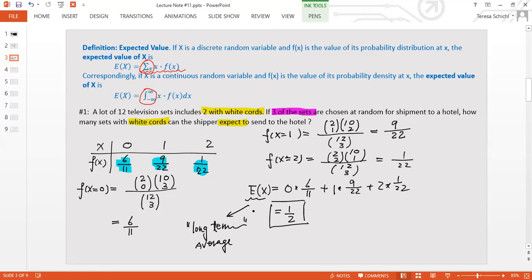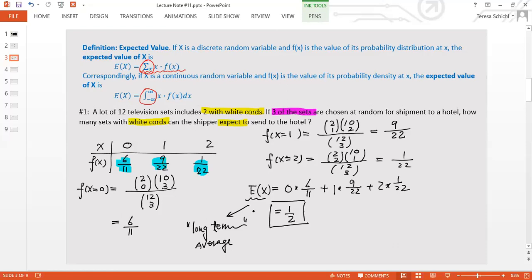So the expected value means if you do this again and again, so every time you deliver the 12 TV sets, and then you deliver another 12 TV sets. If you do it again and again, sometimes you will get 1 white cord, sometimes 0 white cords, sometimes 2 white cords, and then if you do it many, many times and average that, on average it will give you 1/2.